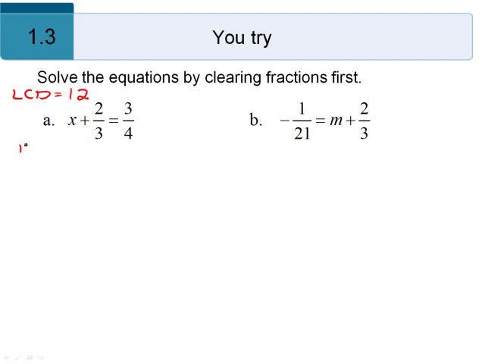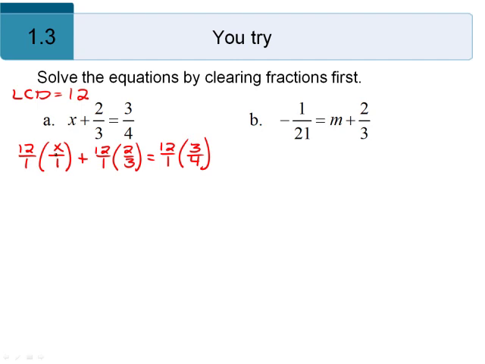So you're going to put 12 over 1 and multiply it by every single term in the equation. That includes the x right here at the beginning. So you can put x over 1, then bring down the plus sign, put the common denominator 12 over 1 times 2/3, then your equal sign and 12 over 1 times 3/4. Okay, so the first step is messy and ugly, but after the first step, everything's going to cancel and it's going to be beautiful.